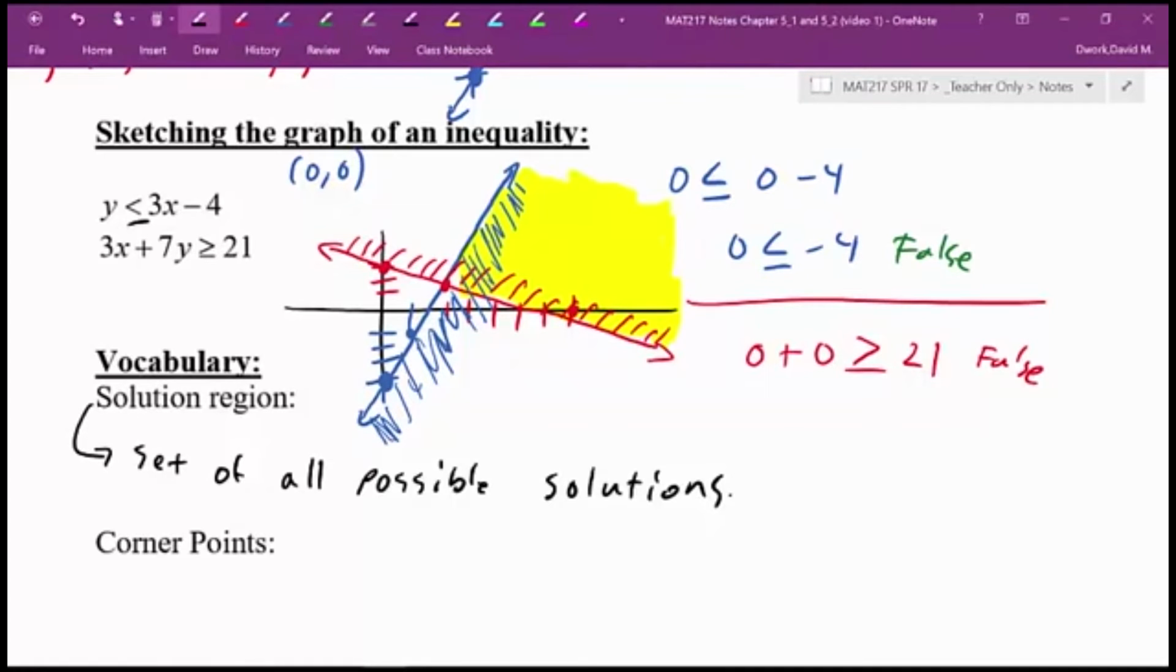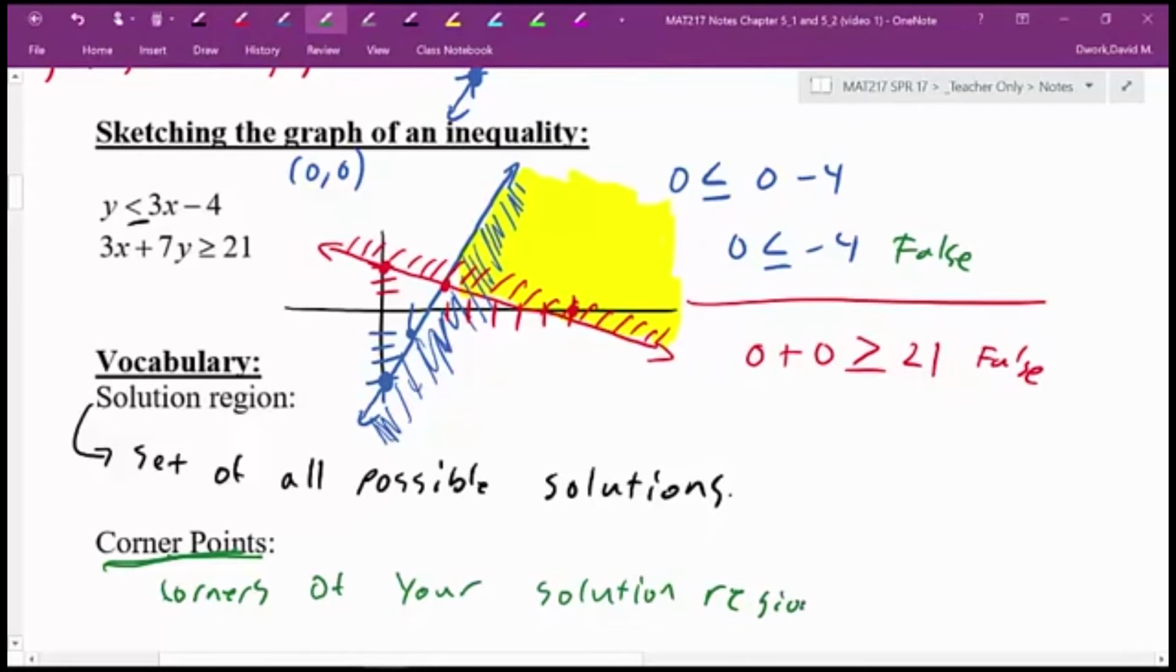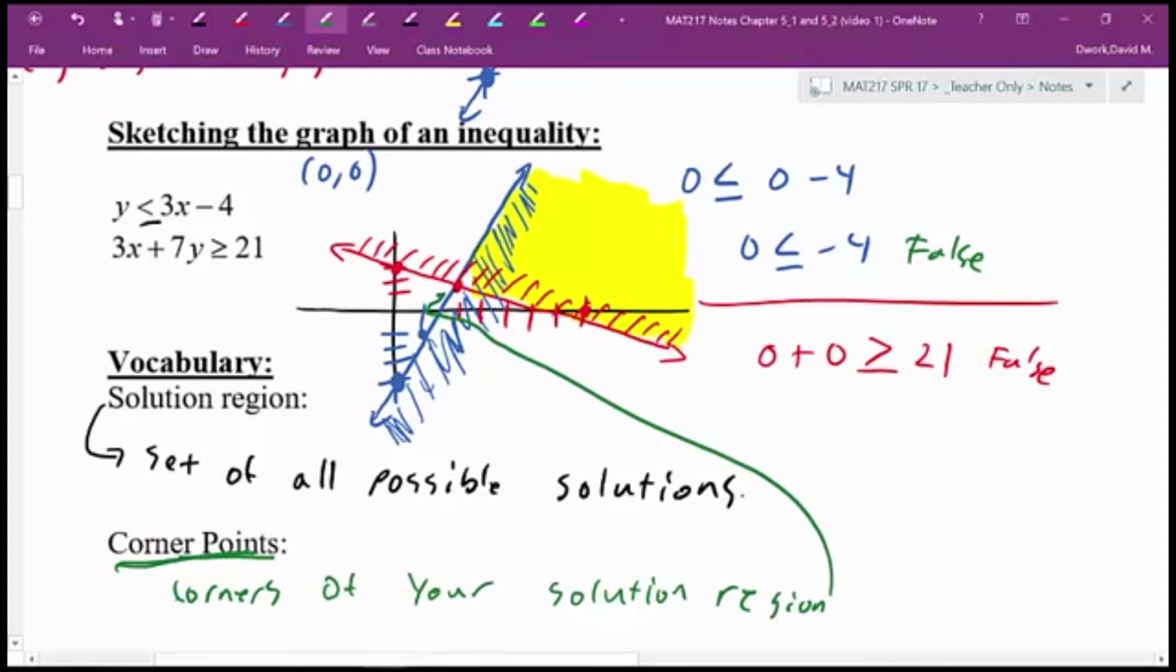Okay, now the next fun part of this is going to be talking about corner points. Corner points are extremely important, and they are exactly what they sound like. These are the corners of your solution region. So the question I have for you is, how do you find the corner of your solution region?